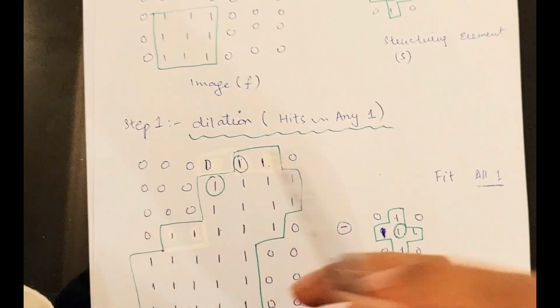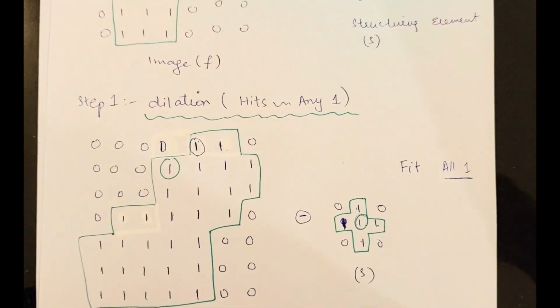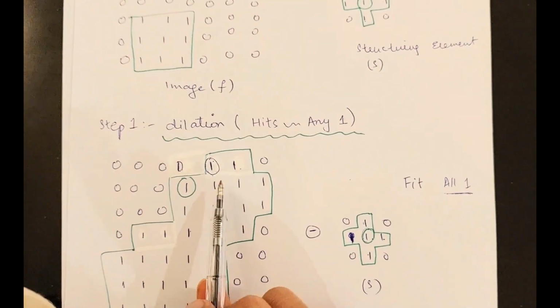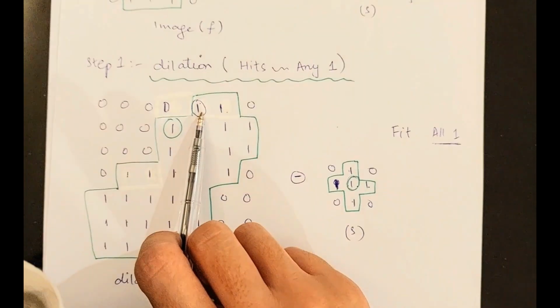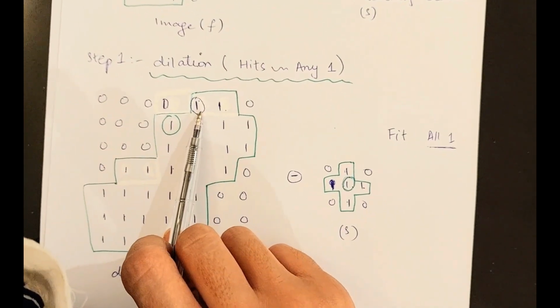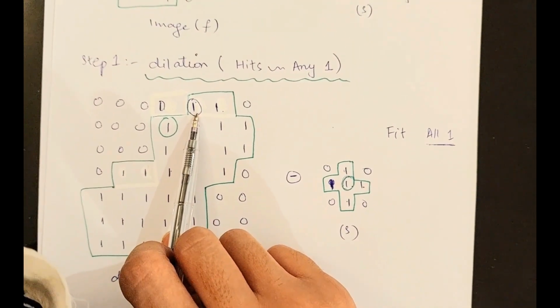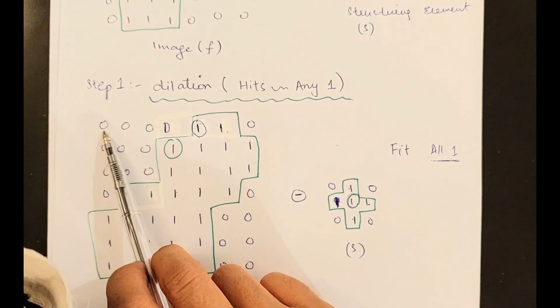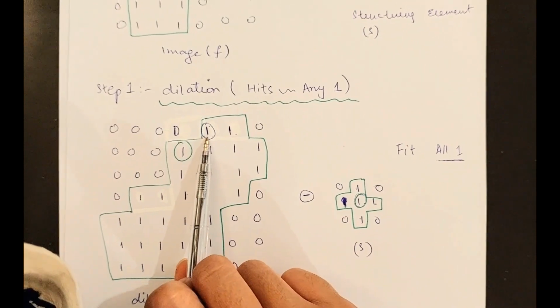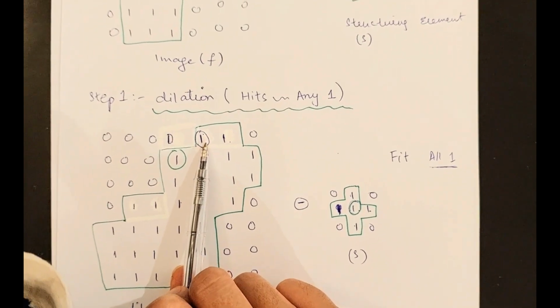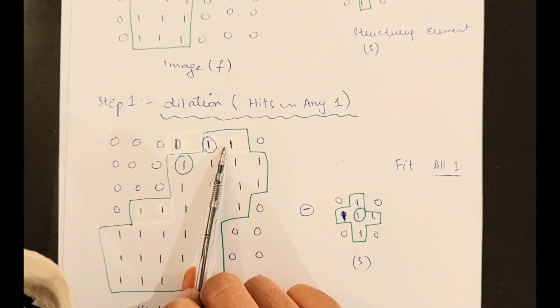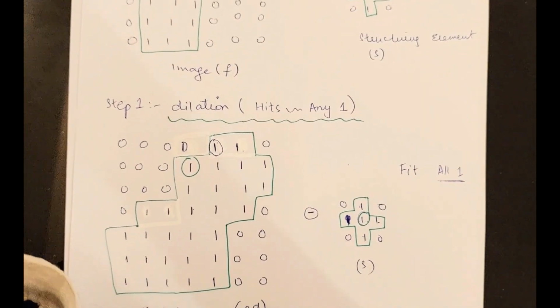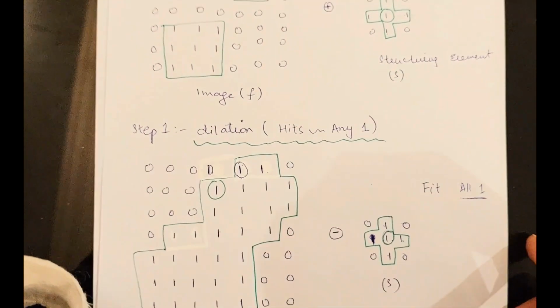We are going to start from the foreground pixels because we want a fit, and fit is a very difficult criterion. So that is why in the erosion operation we always start by considering the foreground pixels only. We do not start our activity from the background pixels. So this is going to be 0, this is also going to be 0, and this is also going to be 0.